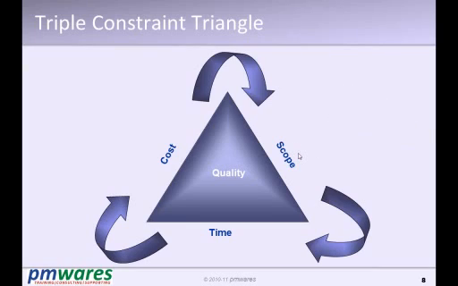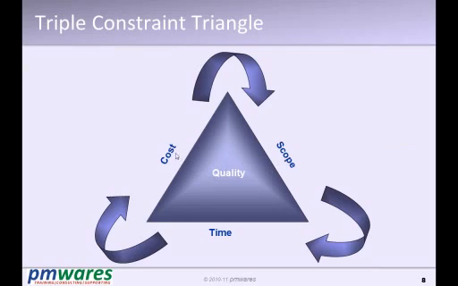Quality, I explained this concept, is in the middle. What does it mean by cost, scope and time being on the side? If scope changes, I will manage the project by changing cost and time. If cost changes, I will balance this triangle by changing scope and time. If time changes, then I will balance this triangle by changing cost and scope. So basically, if you want to manage the project, this triangle has to stay in shape.